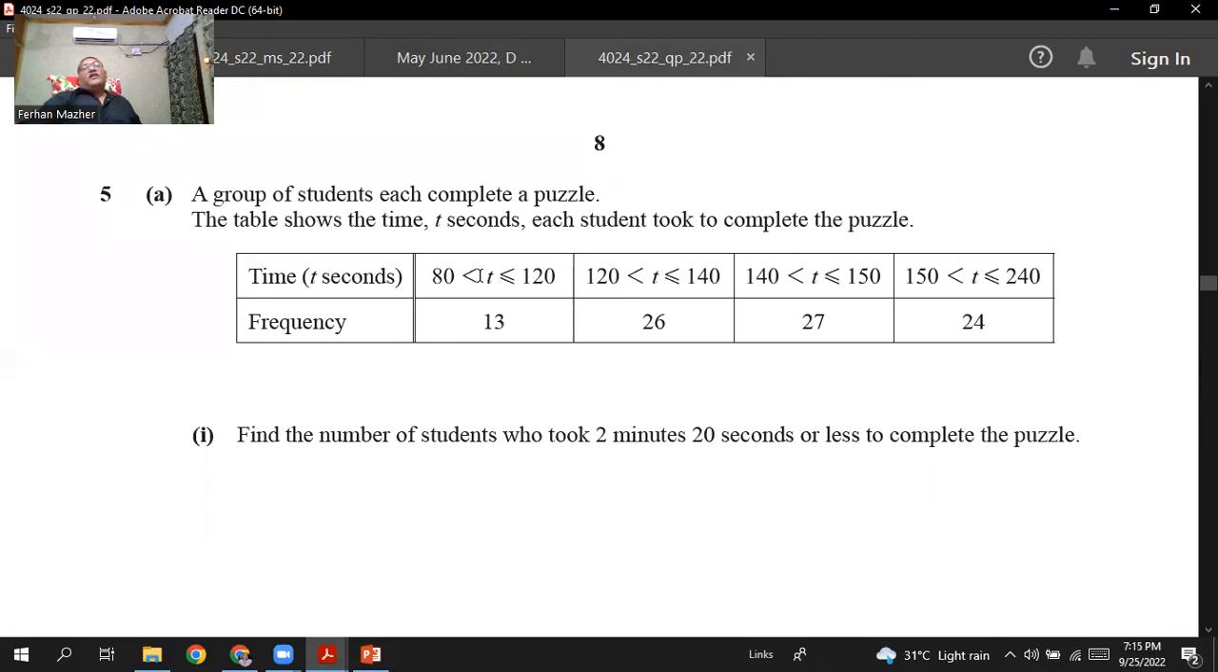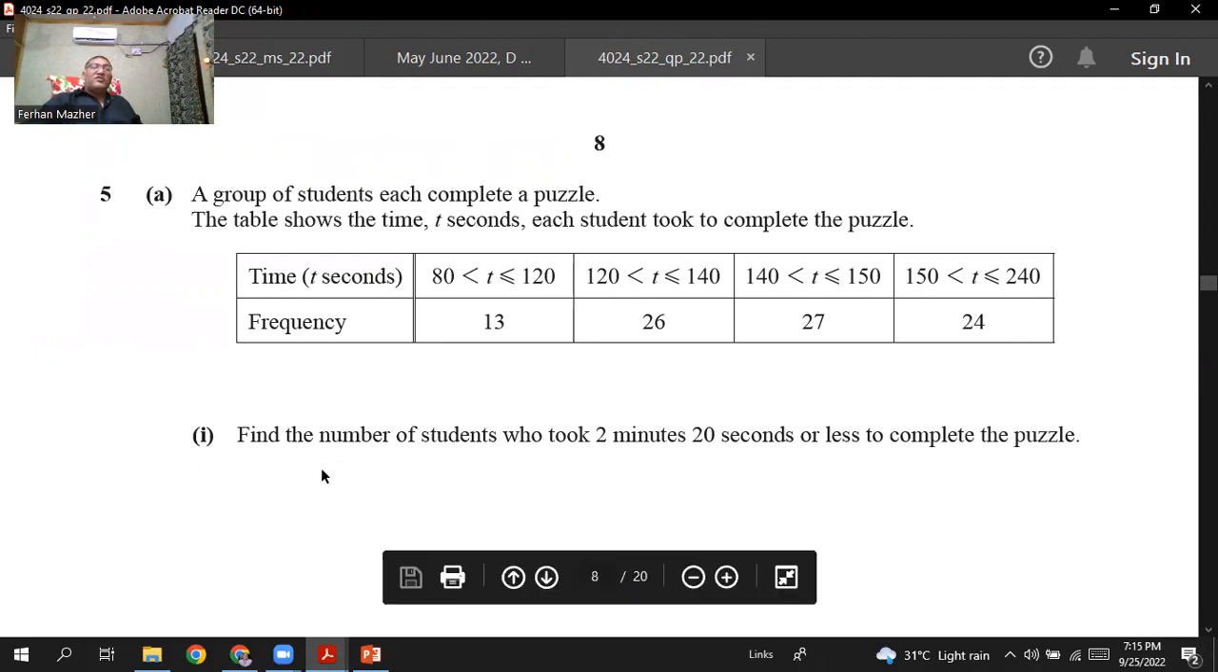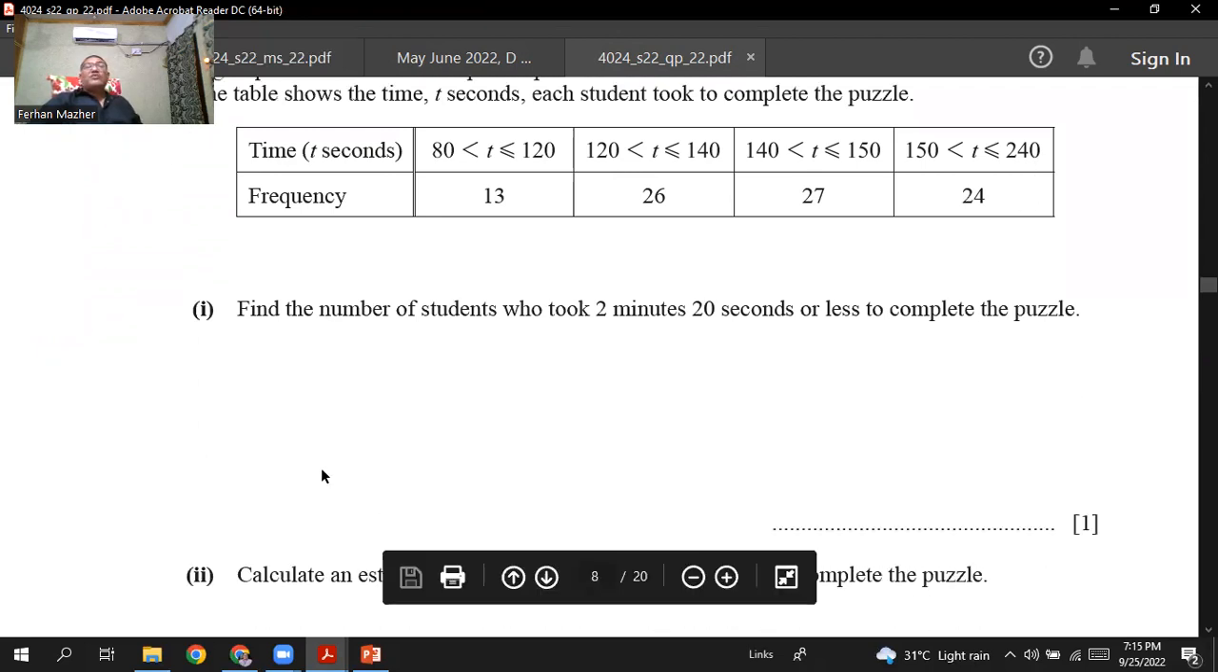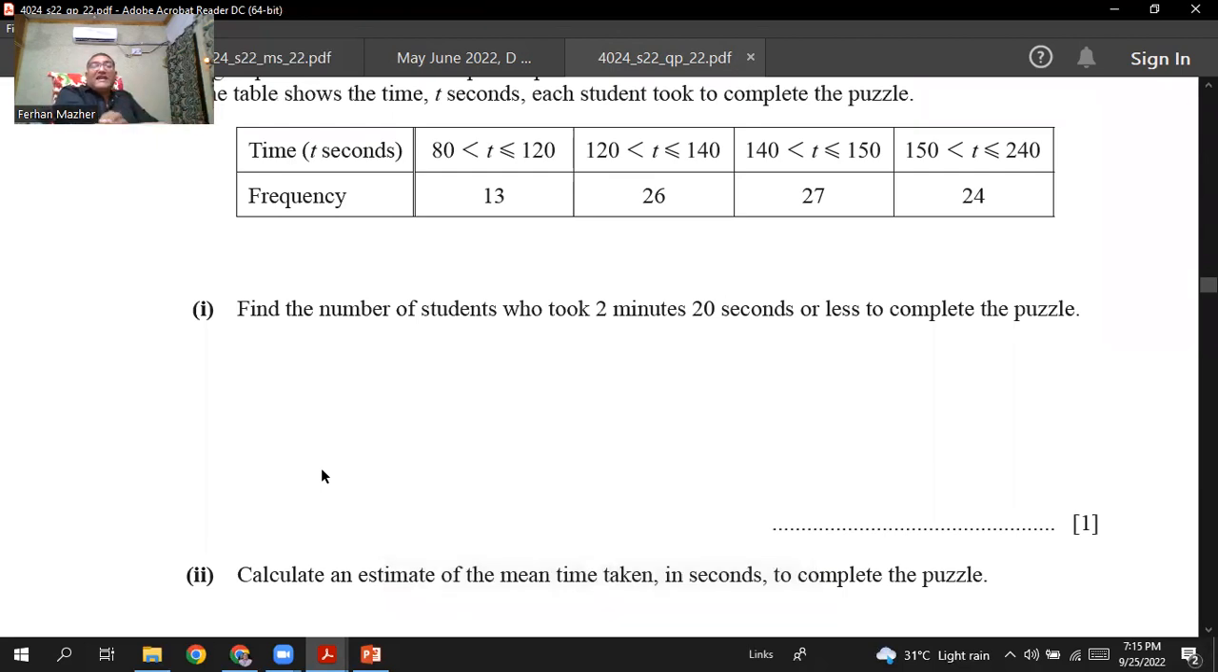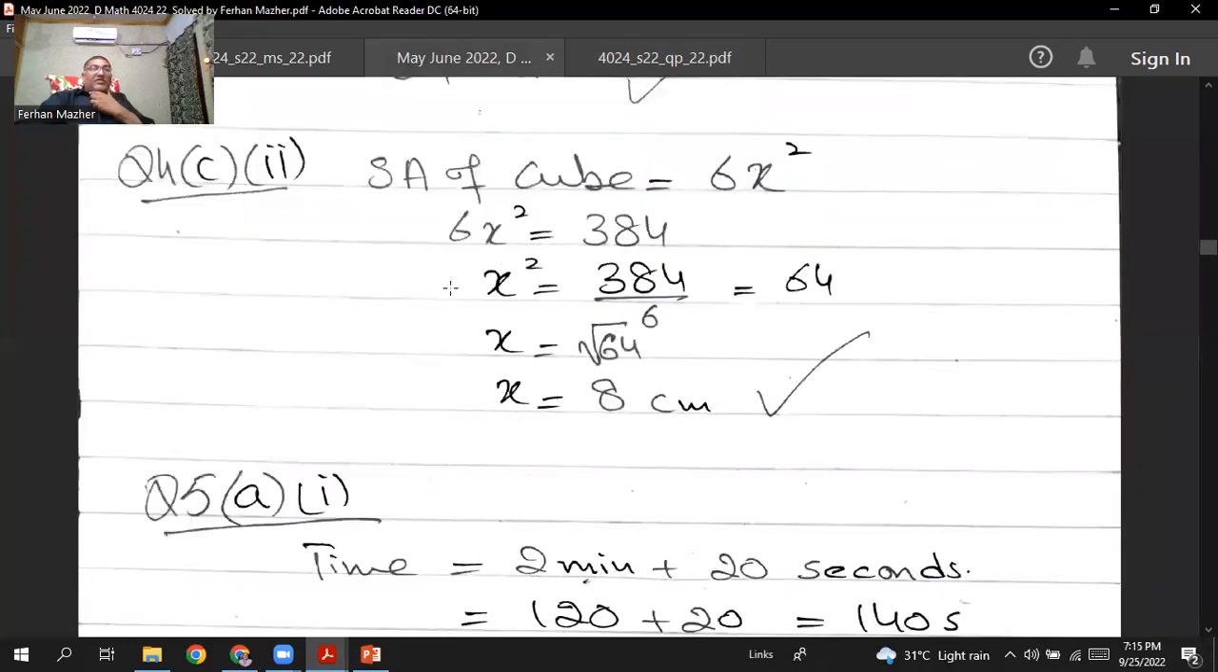Okay, so from 80 to 120 seconds, 13 students, 120 to 140 seconds, 26 students, 140 to 150 seconds, 27 students, 150 to 240 seconds, 24 students. It says, find the number of students who took 2 minutes and 20 seconds or less to complete the puzzle. Okay, 2 minutes and 20 seconds means 2 minutes, 120 seconds, plus 20 seconds, that's 140 seconds. So the people who took 140 or less are these people, 26 plus 13. So that will be your answer.